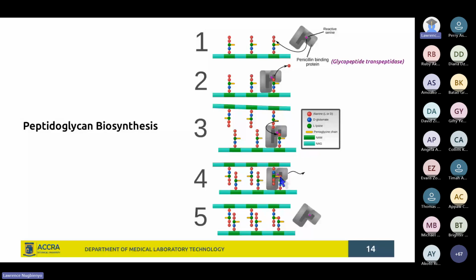So now you see there's that cross-linkage which is between the two glycopeptides. Same thing will happen to these ones too. I mean, these 2, 3 here, they too, you have the glycopeptide transpeptidase coming in to link them up, so that every 2 of these glycopeptides get linked like that. And then together they will form that layer of the cell wall.